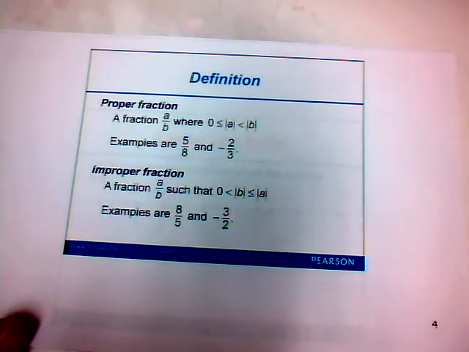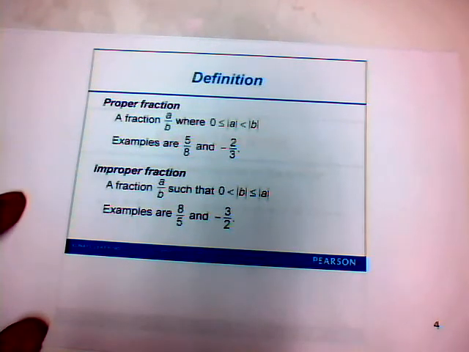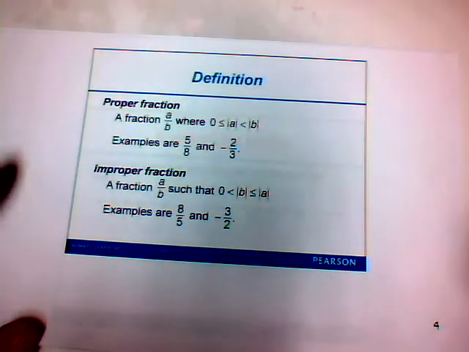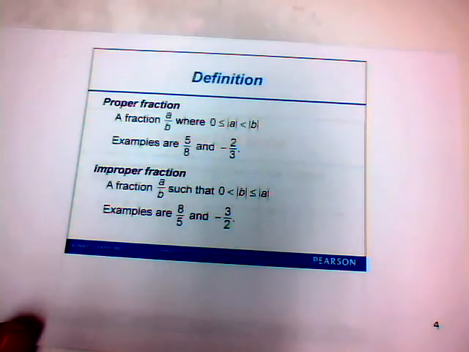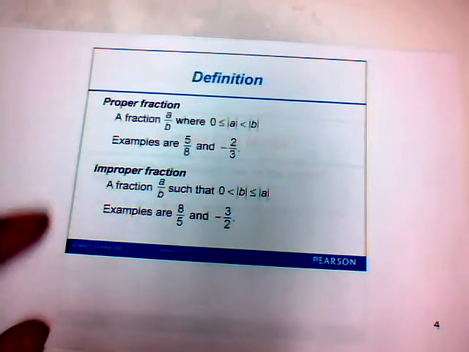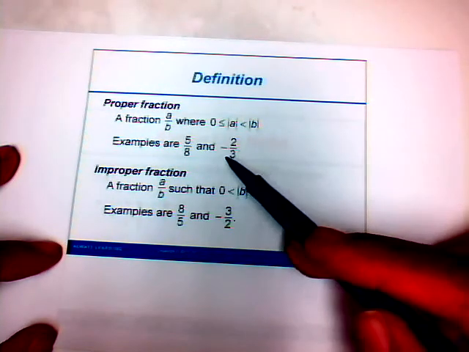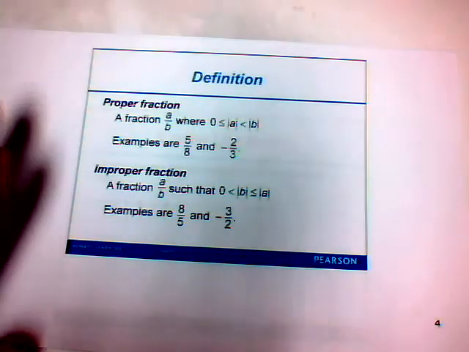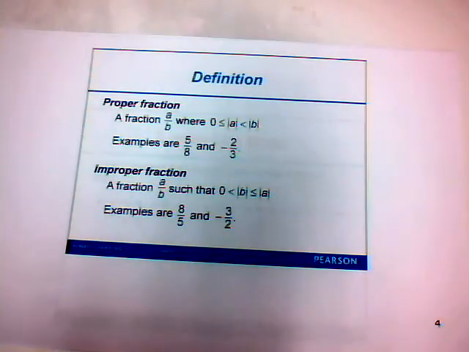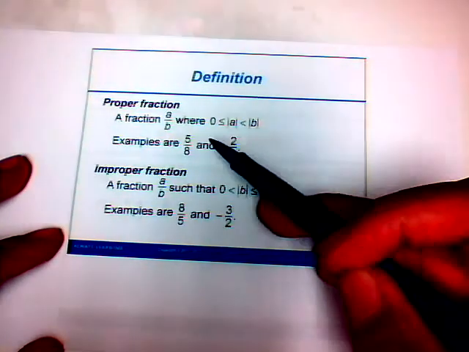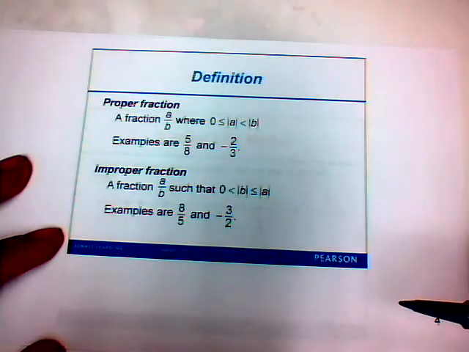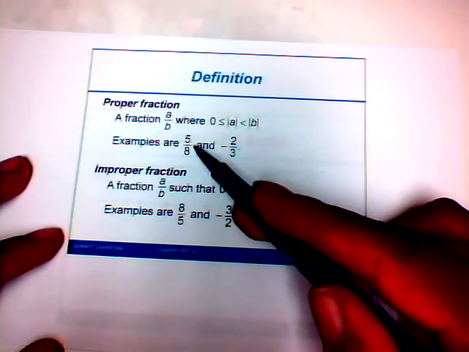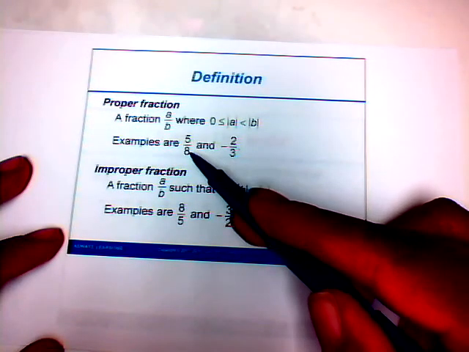Okay, let's look at what a proper fraction and an improper fraction is. A fraction a over b, where the absolute value of a is between 0 and the absolute value of b, is a proper fraction. A couple of examples are 5/8 and -2/3. Now, this definition may be a little bit vague, but let me explain this a little bit better. In a proper fraction, the numerator is always less than your denominator. So 5/8 is a proper fraction because the numerator of 5 is less than the denominator of 8.